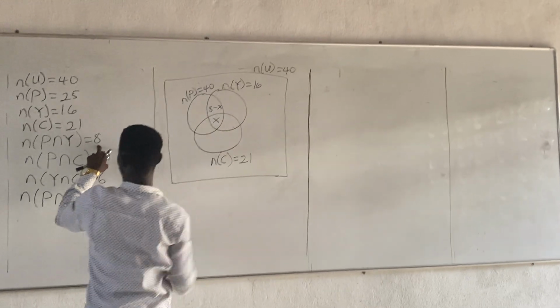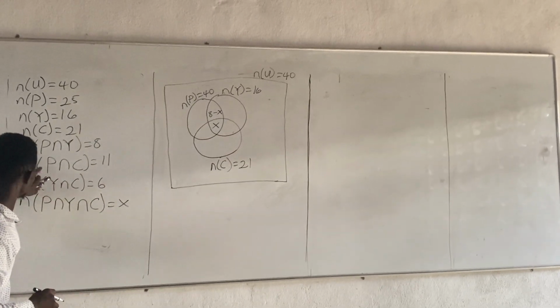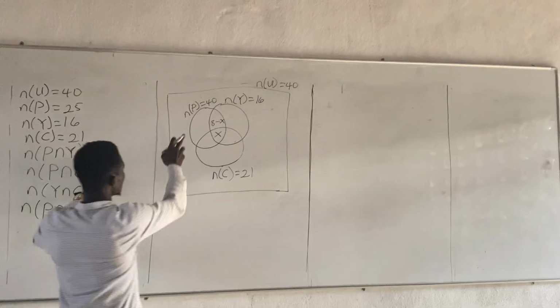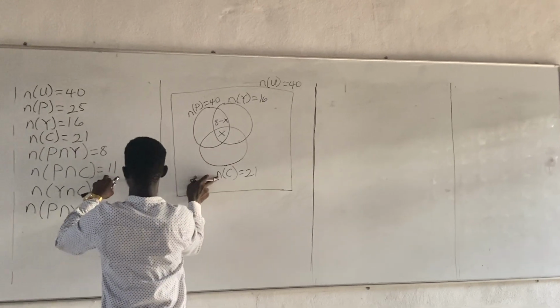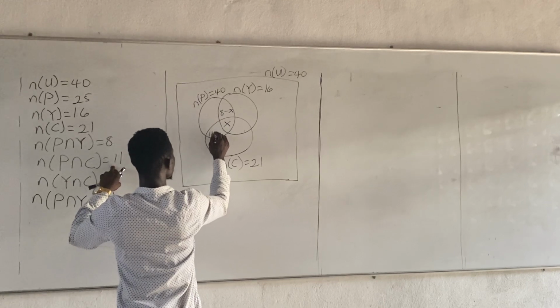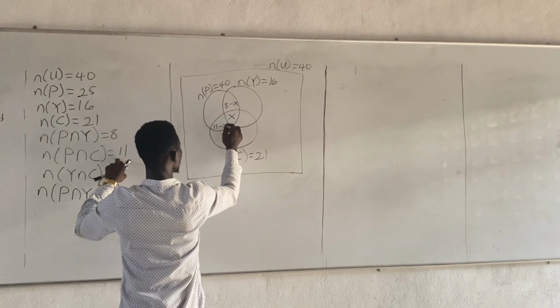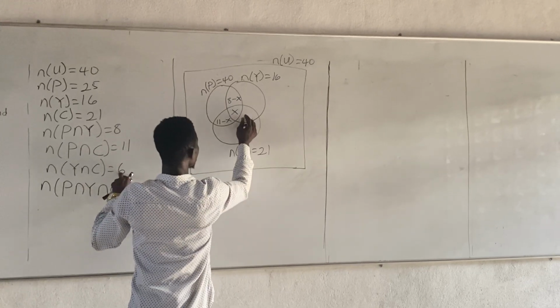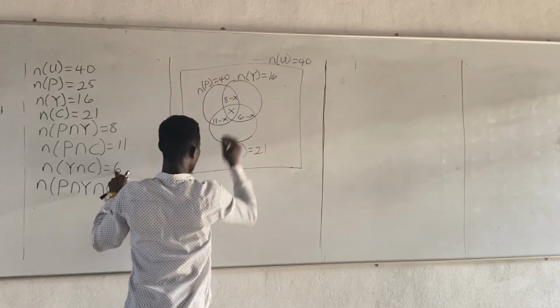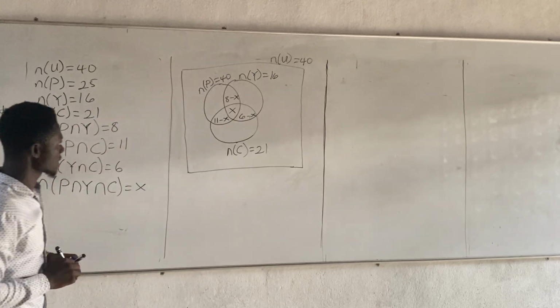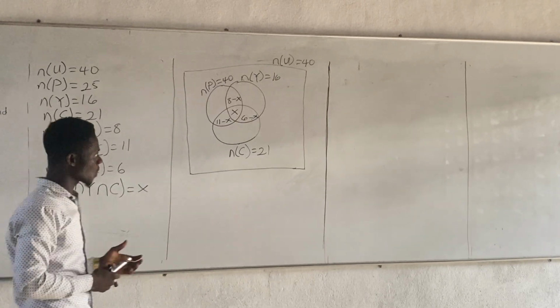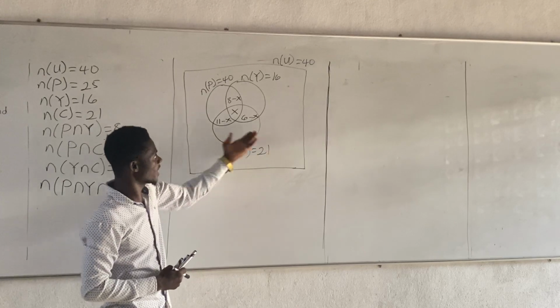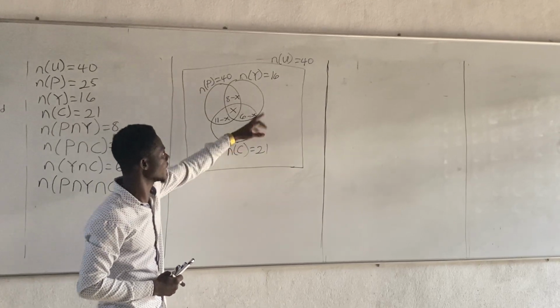And it goes with the other two regions. Plantain and corn, this is 11, so this will also be 11 minus X. And here is yam and corn only. It is also 6 minus X. So as I said in my previous video, before you can answer questions relating to the Venn diagram, it is important that you get all of the 8 regions.